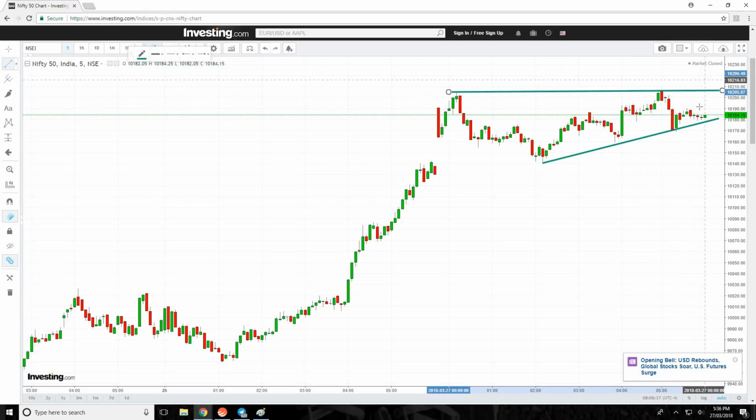If it breaks this on the upside, we may see some more bullishness come in. If it breaks this trend line on the downside, then we may get a down move, right? So keep this in mind for tomorrow, right? It may help you in analyzing and deciding your trades.